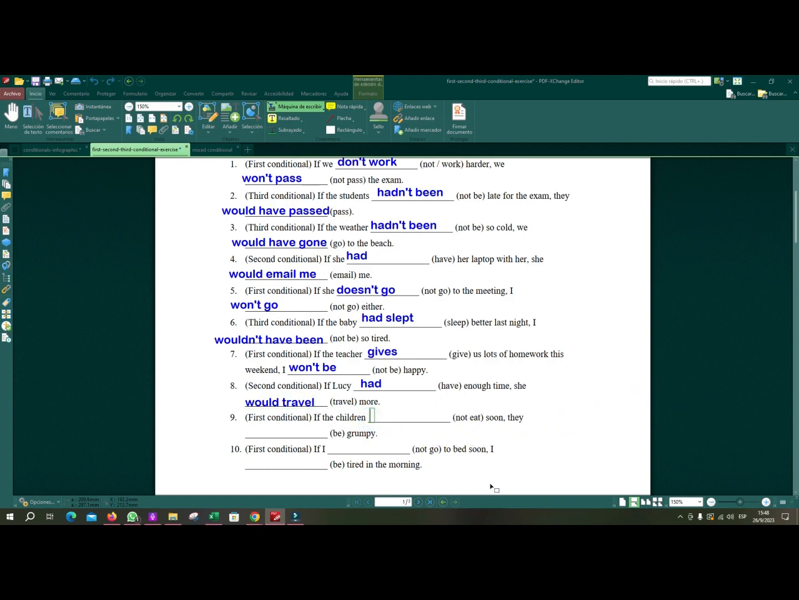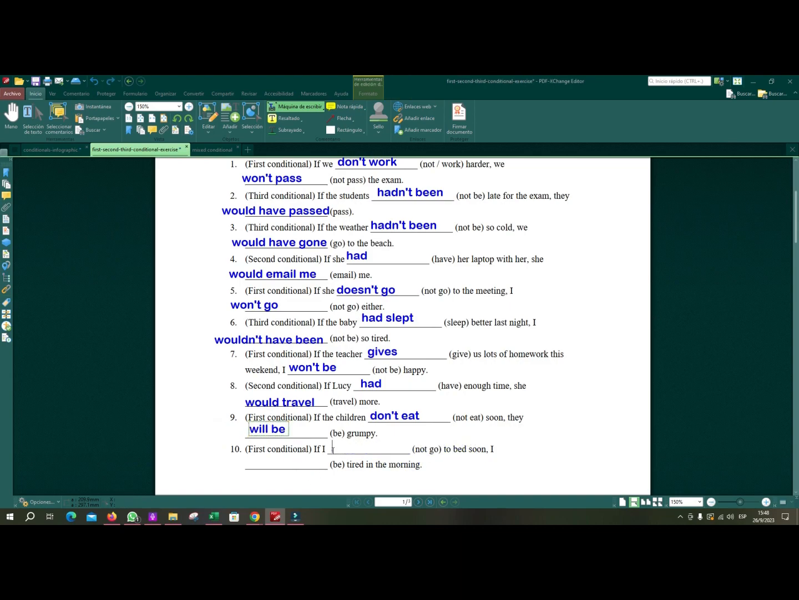Number 9, if the children soon they grumpy. So that is first conditional again. So if the children don't, because that is negative, don't eat, soon they what? They will be grumpy. Okay, that will be that one.